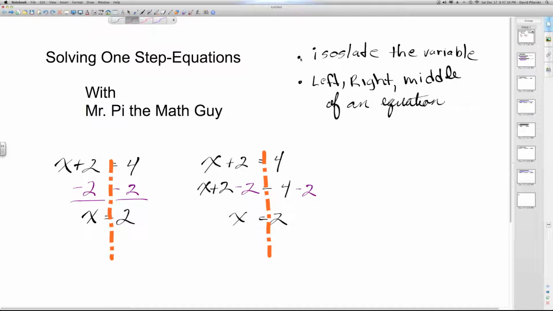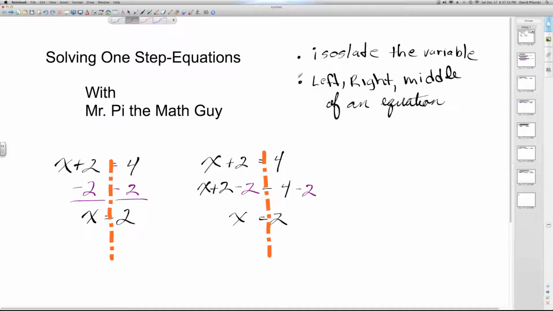I got two things written down over here. The first thing is to isolate the variable. When you're solving equations, whether it be one-step or multi-step equations, the overall goal is to isolate the variable, and that is to find the value of the variable.